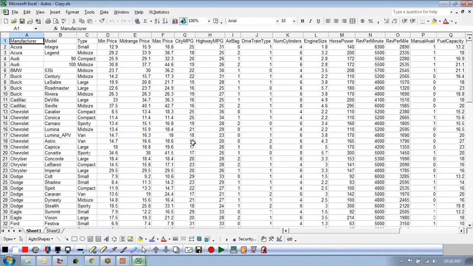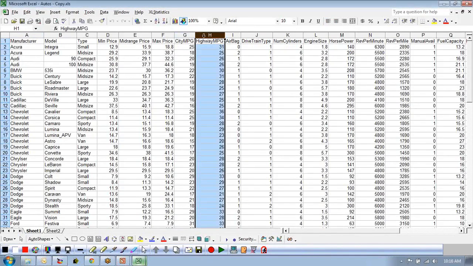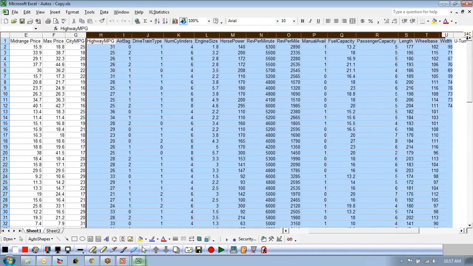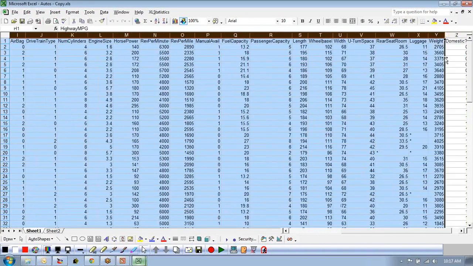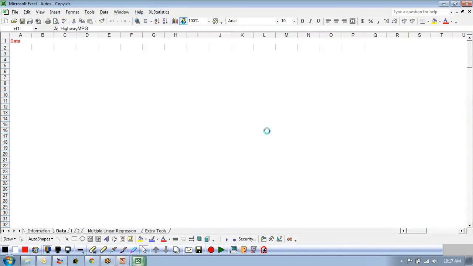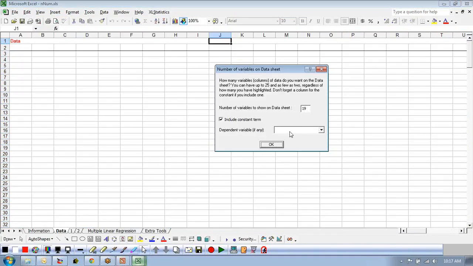Let me go to the file. Here's the file right here. You can see there's lots and lots of things in here. But to use Excel stats num function, we're going to just select all of these. And you'll see, I think that this is going to be helpful. I'll just select columns H through Y. Select num. And I'll believe it that there's 19.